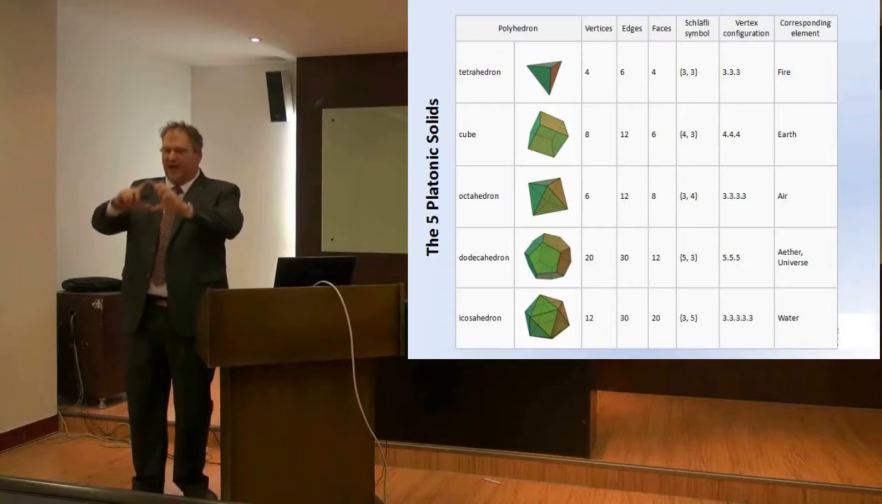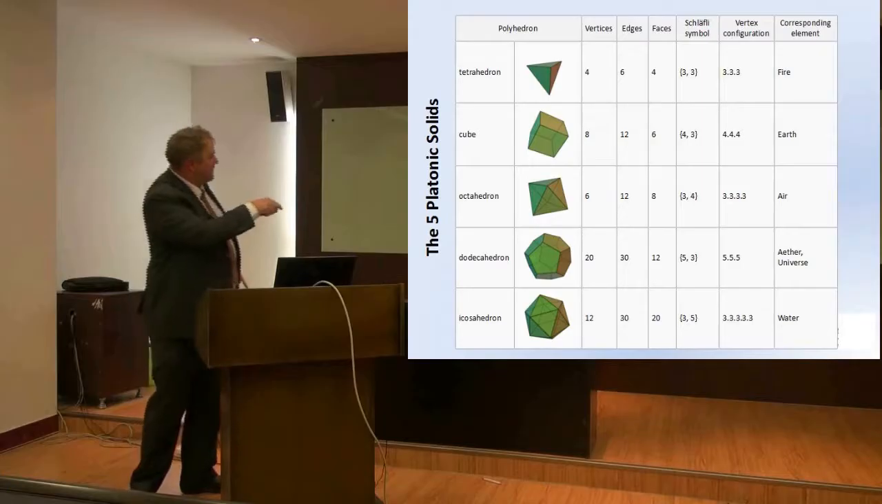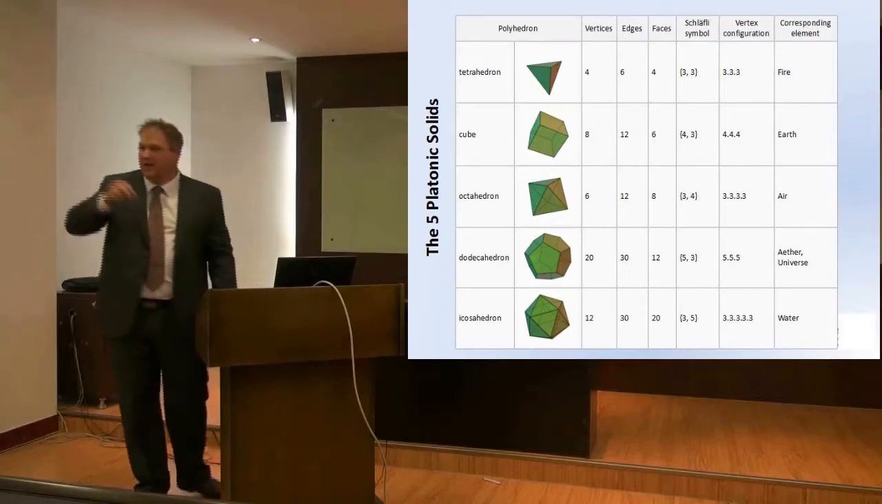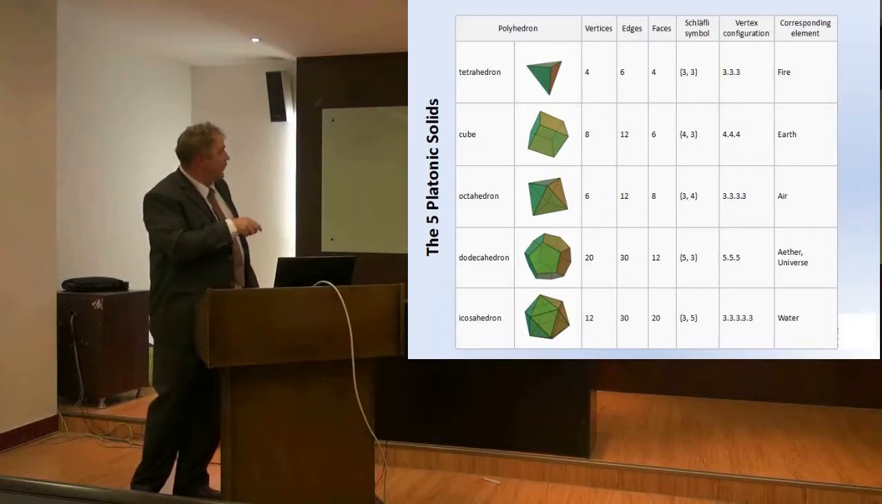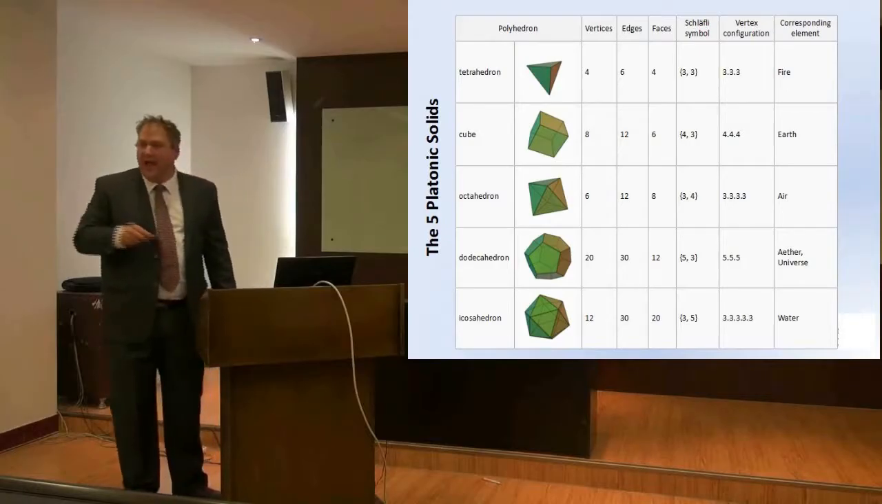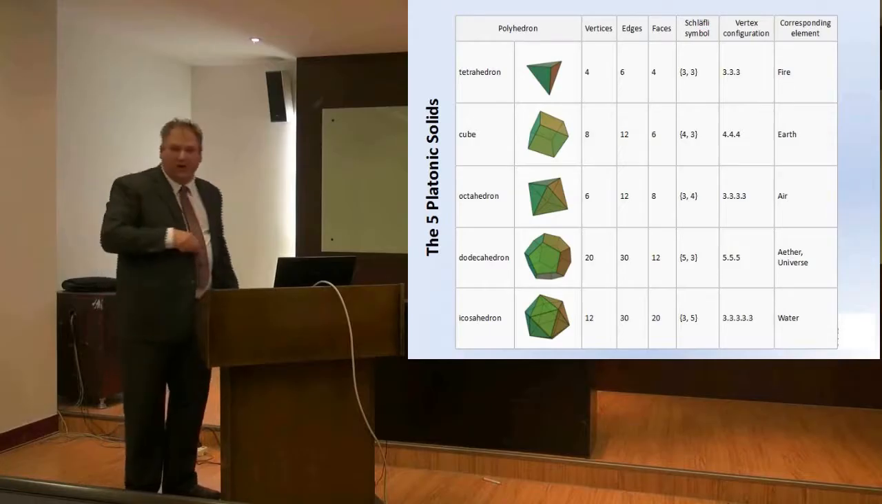And that object has equal sides, each side is equal. So for example, this triangle is a 60 degree, 60 degree, 60 degree triangle. And it includes 4 triangles. And there are only 5 Platonic solids.